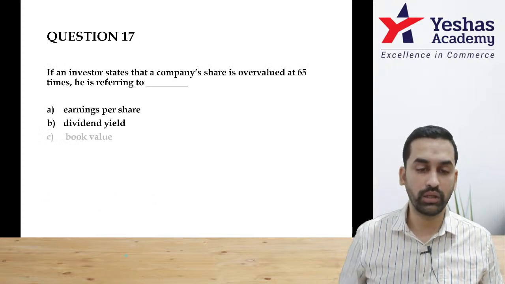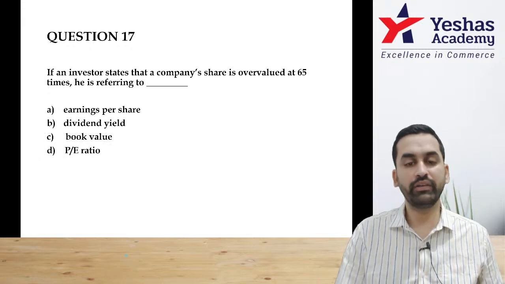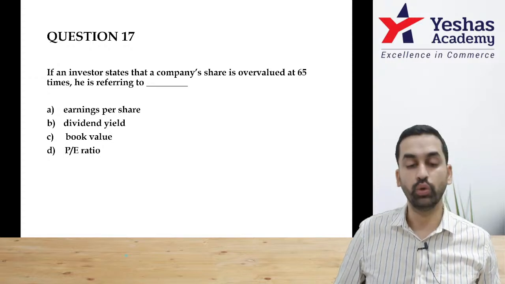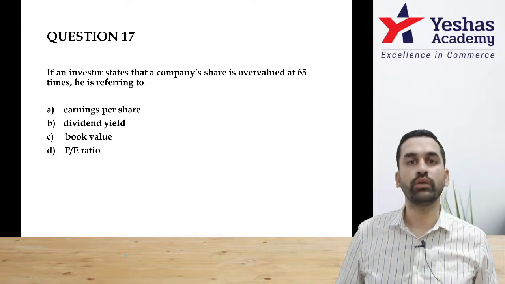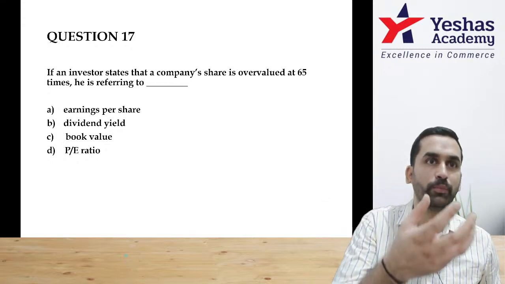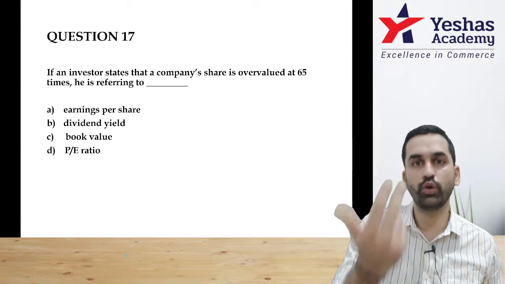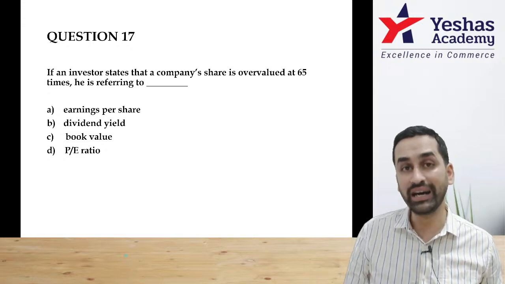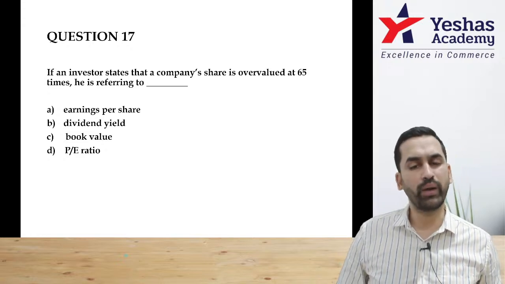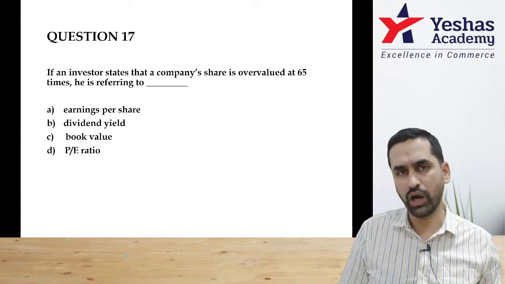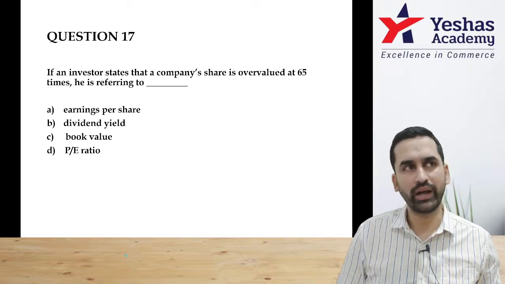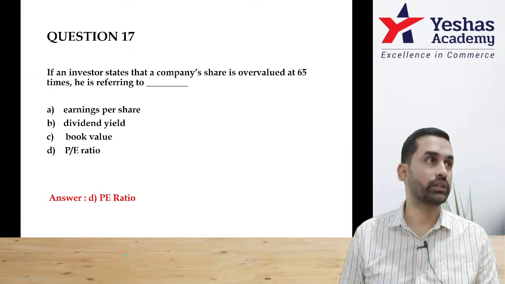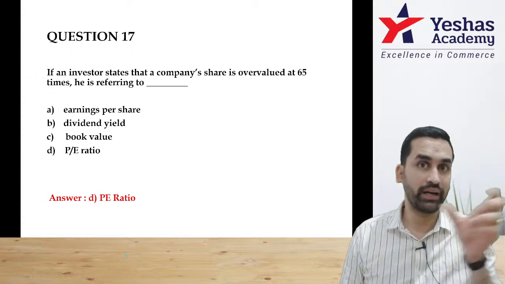Yes, sir. Question number 70. Read. If an investor states that a company's share is overvalued at 65 times, he is referring to earning per share. Definitely no, because earning per share is based on how much he is earning. It is not about whether a share is overvalued or undervalued. Dividend yield is again based on how much dividend he'll earn, DPS by MPS. Book value, why will he say overvalued? How can book value be overvalued? Book value is always at its par number, correct? PE ratio, that's the correct answer. Why? Because in PE ratio you calculate what? MPS divided by EPS.